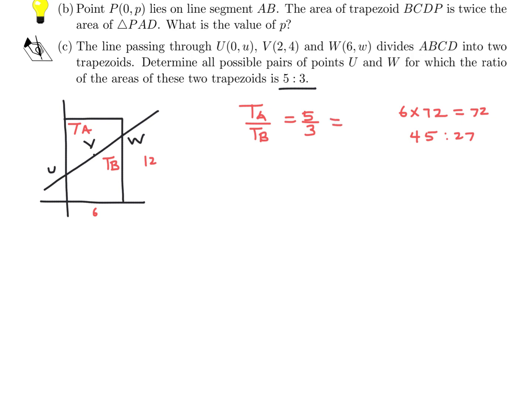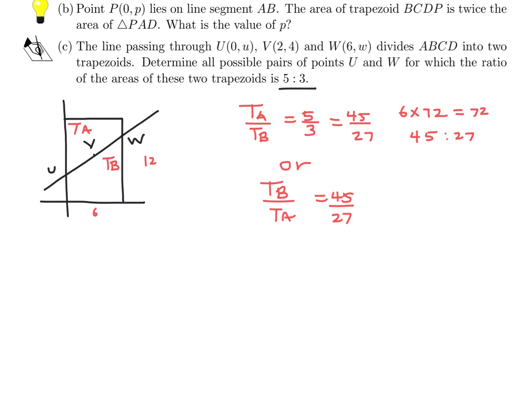So let's just say it's 45 over 27 for TA over TB, because I don't know which one's bigger, since we're not really sure how this line is. So let's just go with this first. Or TB over TA is 45 over 27. Okay, all right, so let's go with that. Now, where do I go from here?